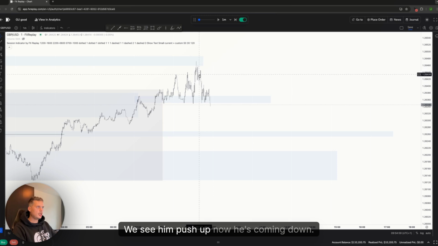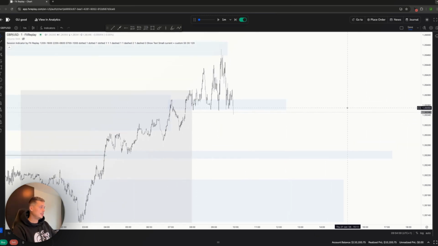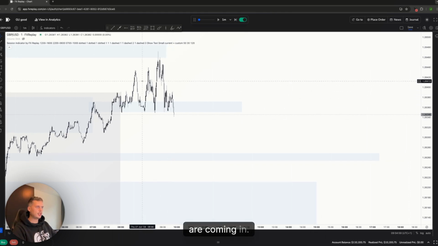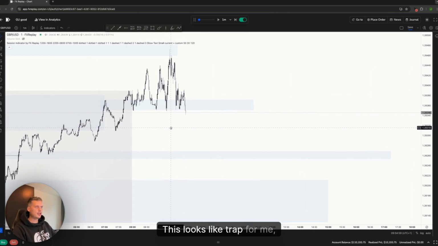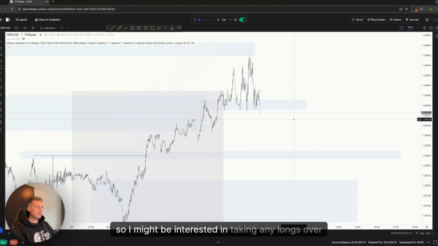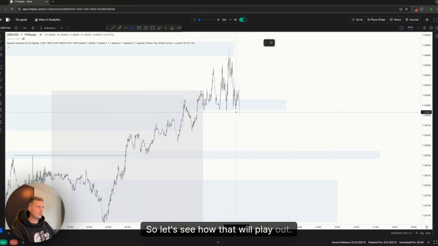We see a push up. Now we're coming down. We're breaking bearish market structure. This is a potential area where loads of sellers are coming in. This looks like a trap for me. So I might be interested in taking any longs over here. So let's see how that will play out.